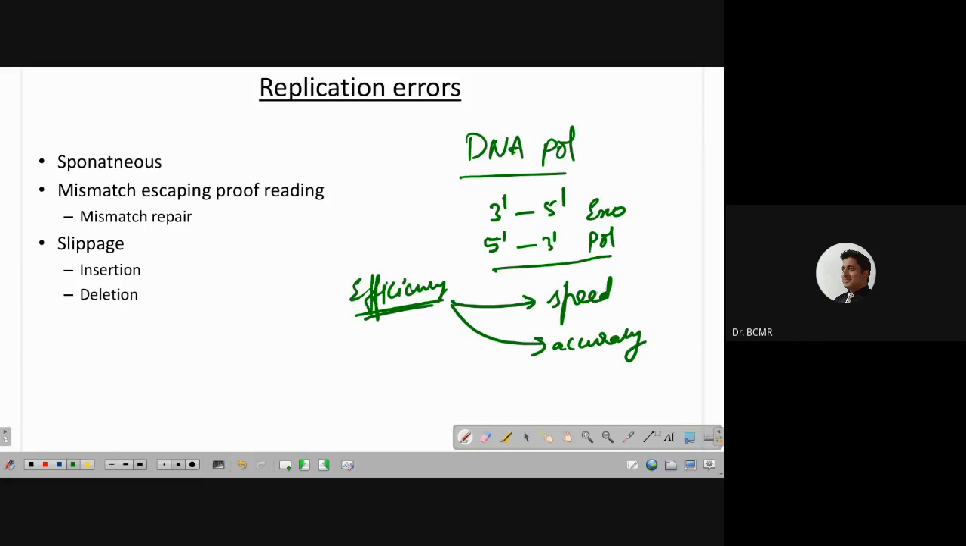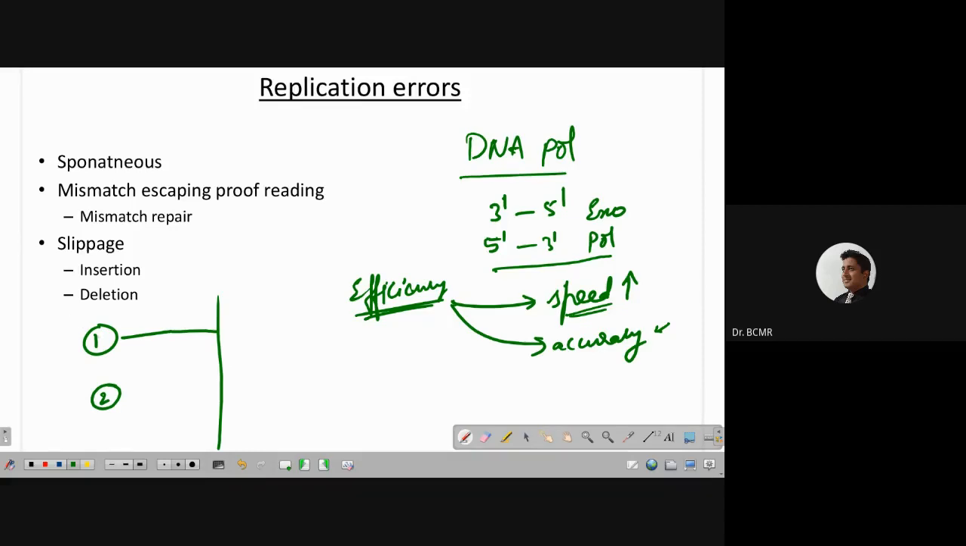DNA polymerases are very efficient, but DNA polymerase 3 has a bigger job to finish DNA replication, a huge amount of DNA in a very short span of time. That means it has to increase speed. When it increases the speed, there is a little compromise on the accuracy side. Say for example, there are two cells, bacterium 1 and 2, and you have to divide within 1 minute.